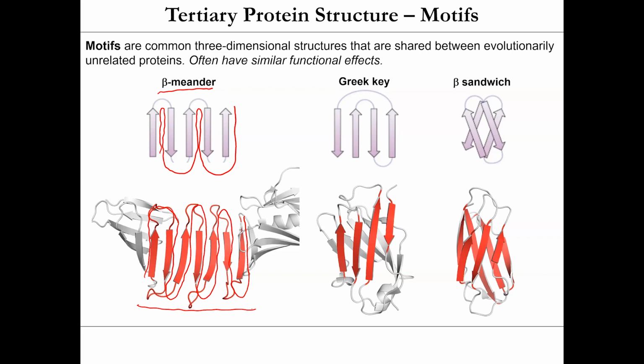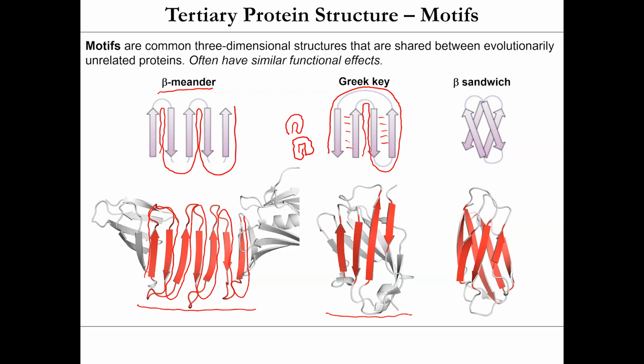Another one would be a Greek key, which is based on this interesting pattern that you would find in art in ancient Greek stuff. So that would be a beta strand starting here, interacting with another beta strand that interacts with another beta strand, and then interacts with this other beta strand on the other side. That would be a Greek key motif, and there's something similar shown in this protein right here.